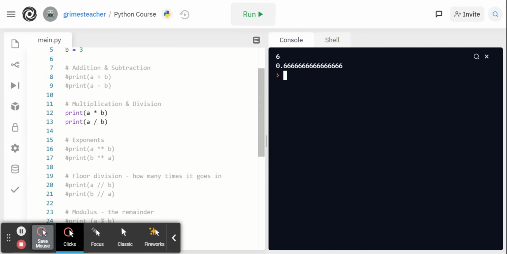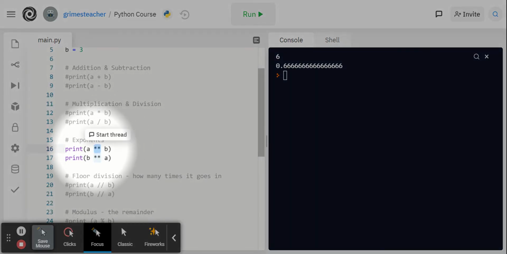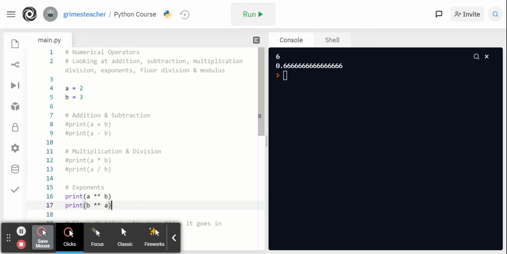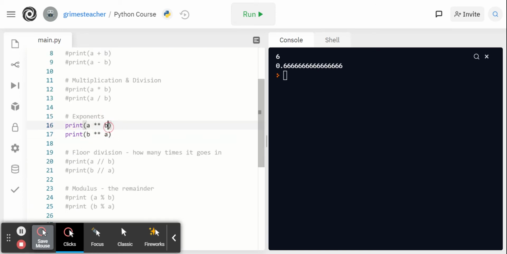Right. Now, exponents is just a tiny bit different. It's very similar to the multiplication, except this time we're going to have 2 asterisks in each case, 2 asterisks. So here I'm saying A to the power of B and B to the power of A. So A is 2 and B is 3. So 2 to the power of 3, 3 to the power of 2. So 2 to the power of 3 is 8, and 3 to the power of 2 is 9. And sure enough, they're the answers I get. So just be careful about the ordering there. It does matter. That's your exponents.